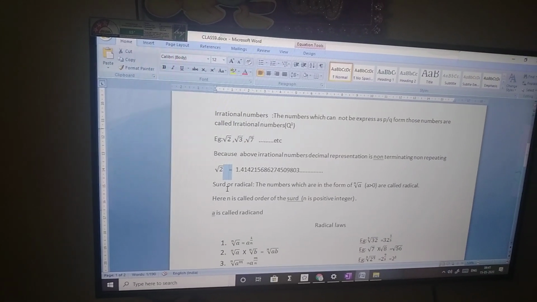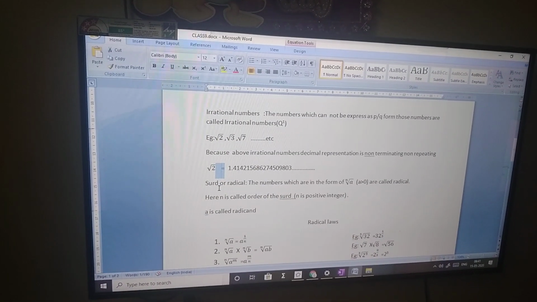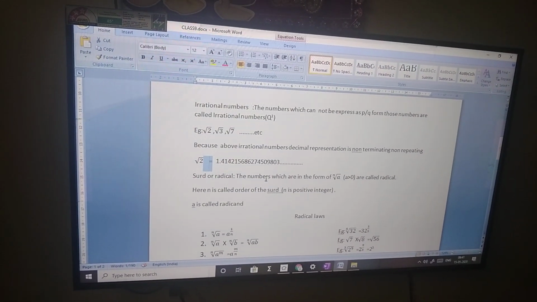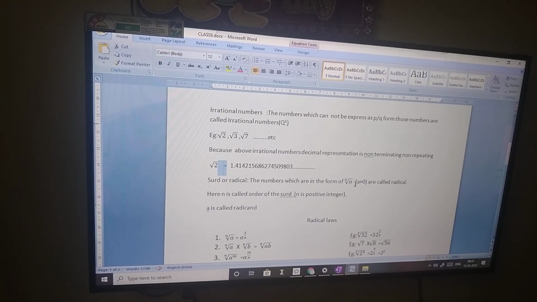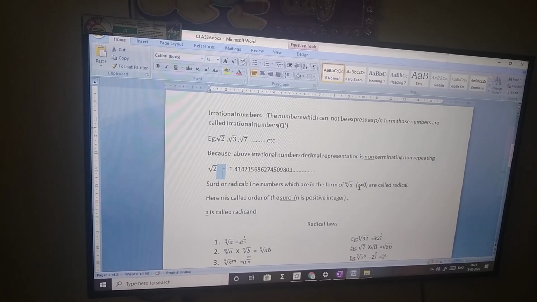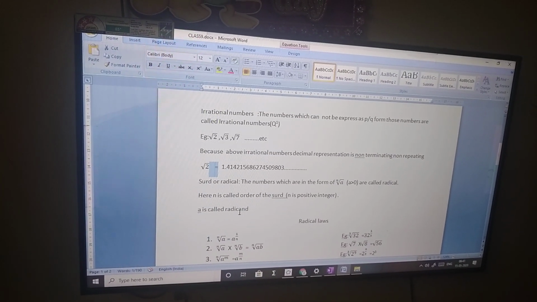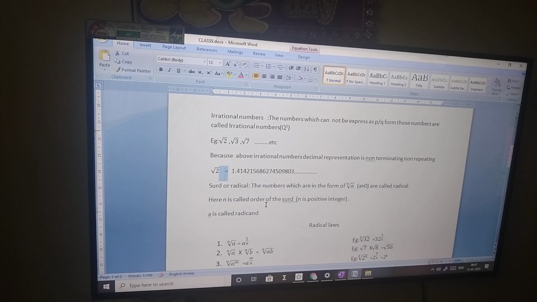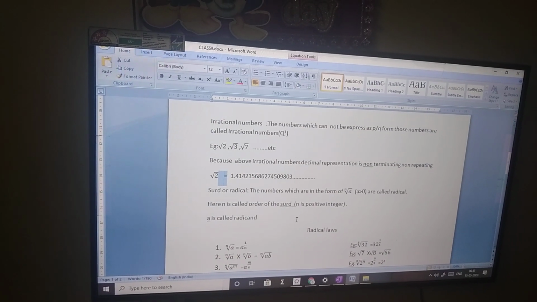And one more thing, surd, or radical, another name of surd is radical. The numbers which are in the form of nth root of a are called radicals. Here a value is greater than 0 and n is the order of the surd. So today we are going to know some radical laws.